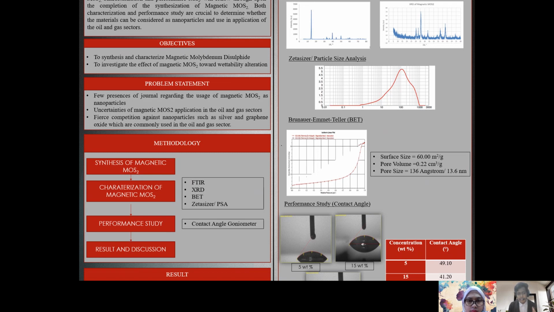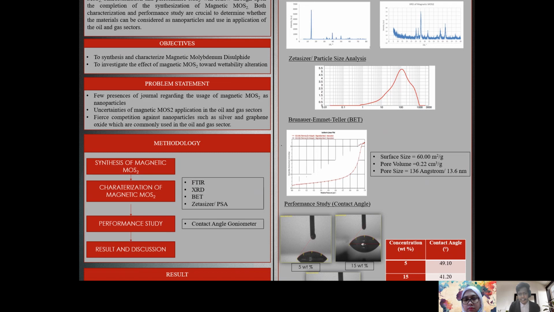On the left side of BET, you can see a graph. It's actually the quantity adsorbed of gas against relative pressure, and the relationship between the quantity adsorbed of gas and relative pressure is that it increases as the relative pressure increases.